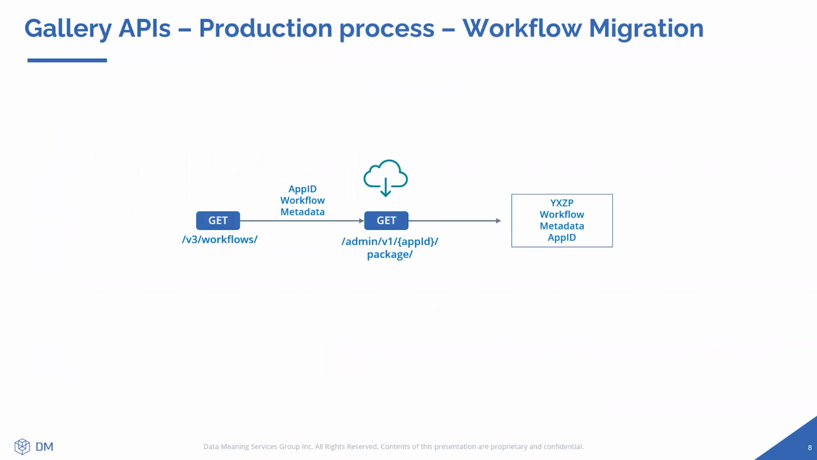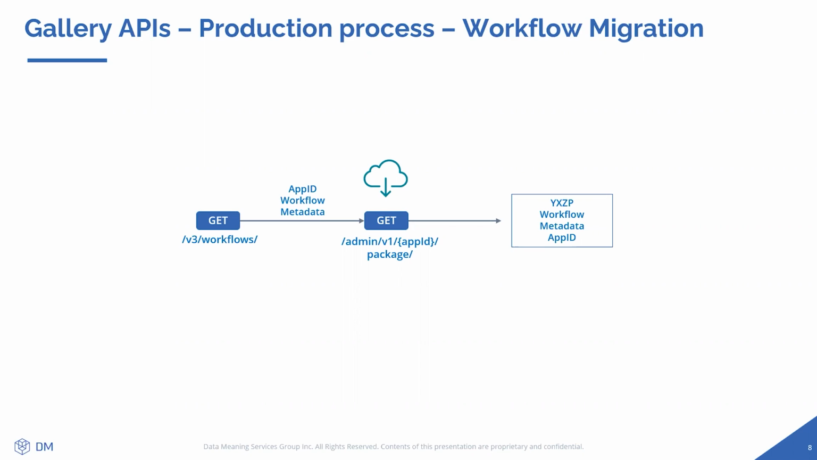This is the process that we're going to build here. We're going to trigger a get command in order to grab a list of all the workflows. Then we're going to filter out the ones that we need. And we are going to trigger another API call to get the workflow file, the package of that workflow. Then we are going to be able to download that to our local machine. So that's what we're going to do here today.